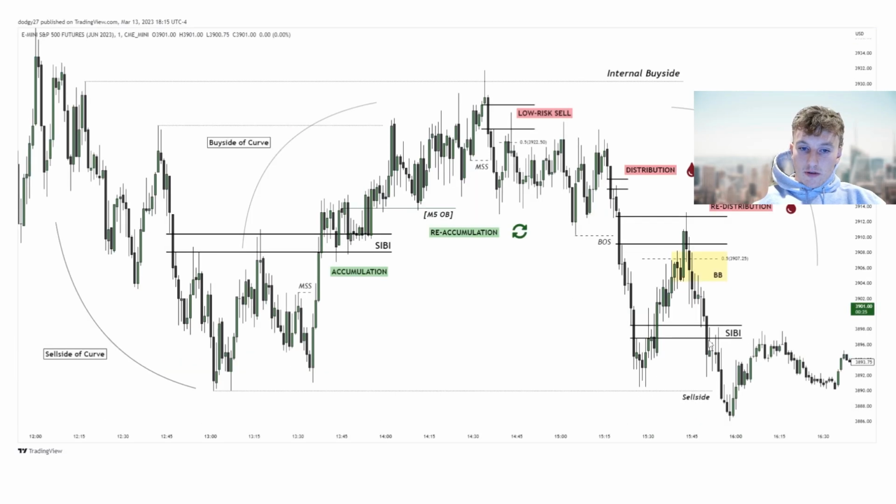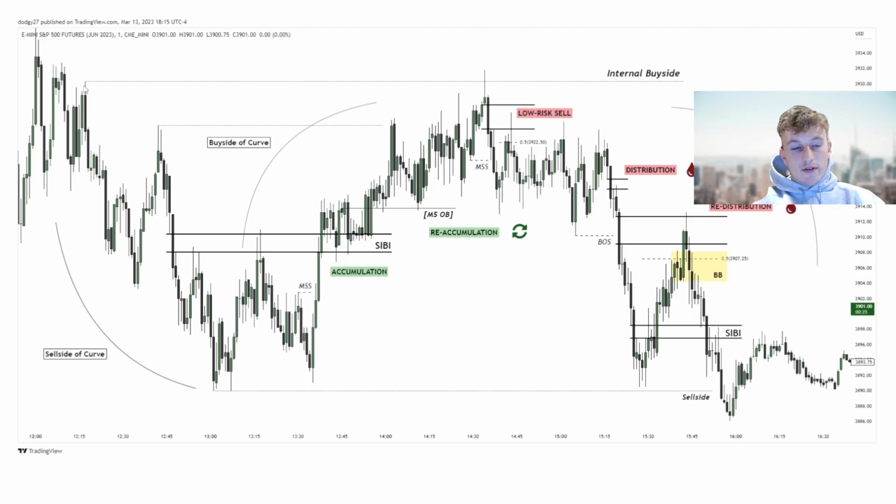Okay, I'm going to go to another good one. So this is another good one. So we hit another internal buy side. Notice how we don't hit the highest high here, okay? Because that's external. And the market typically does not go from external to external. We'll go from internal to external.